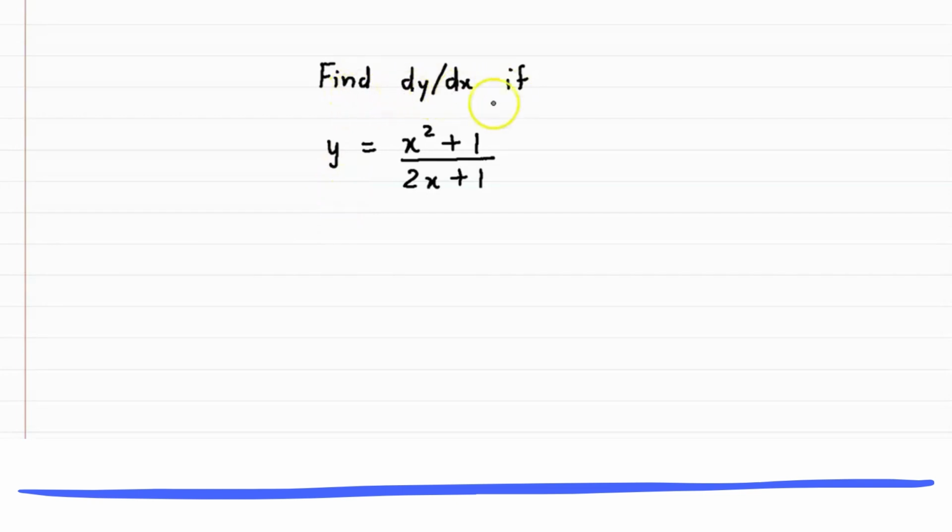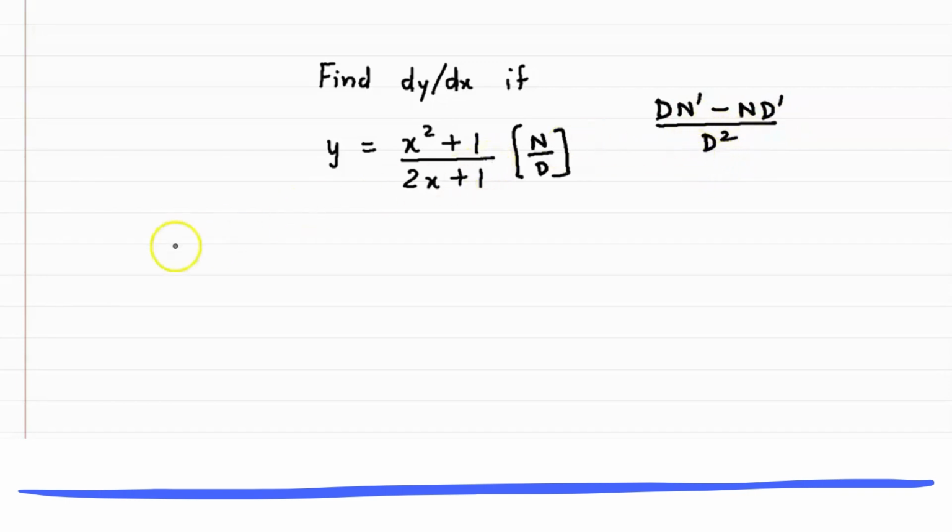Find dy by dx if y is equal to (x square plus 1) upon (2x plus 1). Now here we would be using the quotient rule to obtain dy by dx. So if this is our numerator and here we have our denominator. Now the quotient rule says the derivative of the quotient is given by denominator into derivative of numerator minus numerator into derivative of denominator upon denominator square.